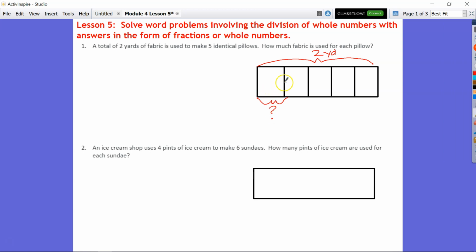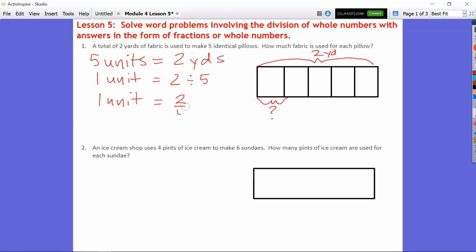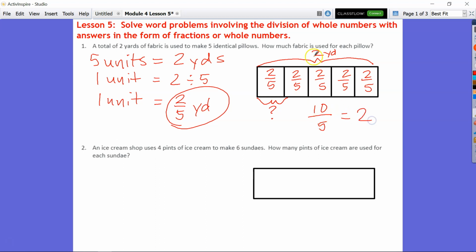So we can say 1, 2, 3, 4, 5 units equals 2 yards. So that means 1 unit is going to be equal to 2 divided by 5. So our 1 unit is going to be equal to 2/5 of a yard. We have 2, 4, 6, 8, 10 fifths, which is equal to 2.